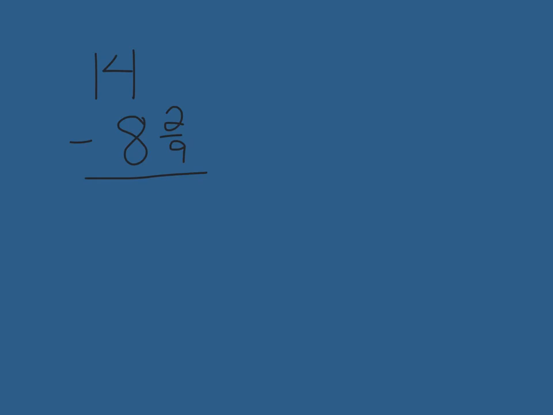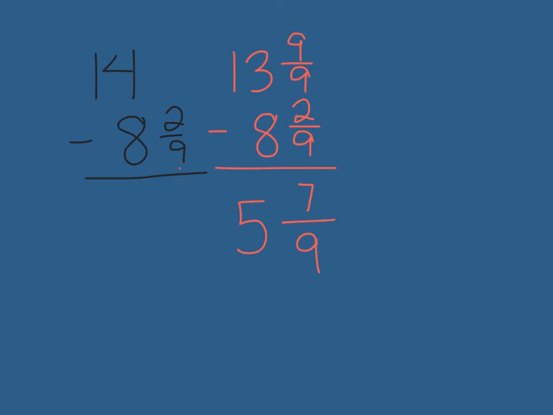So I can rewrite my 14 as 13, and for my fraction, it would be 9/9. Remember to keep my denominators the same. I have a 9 here and a 9 here now. So minus 8 and 2/9. 9 minus 2 is 7. Bring down my denominator. Then 13 minus 8 equals 5. So 5 and 7/9. That would be the answer for that one.